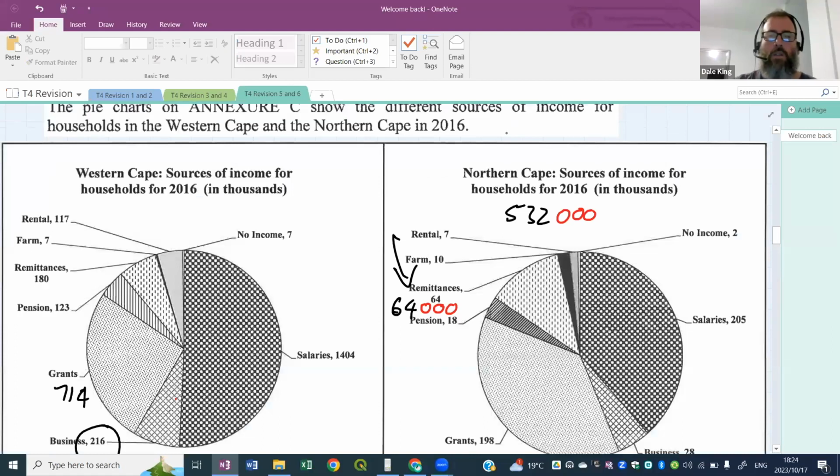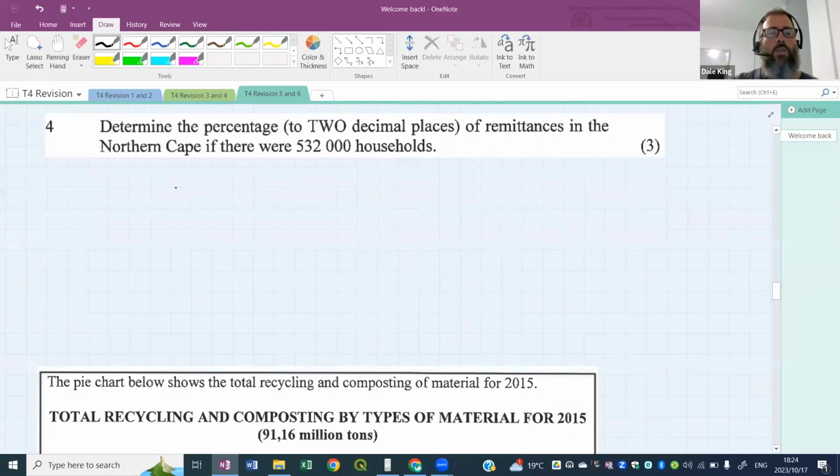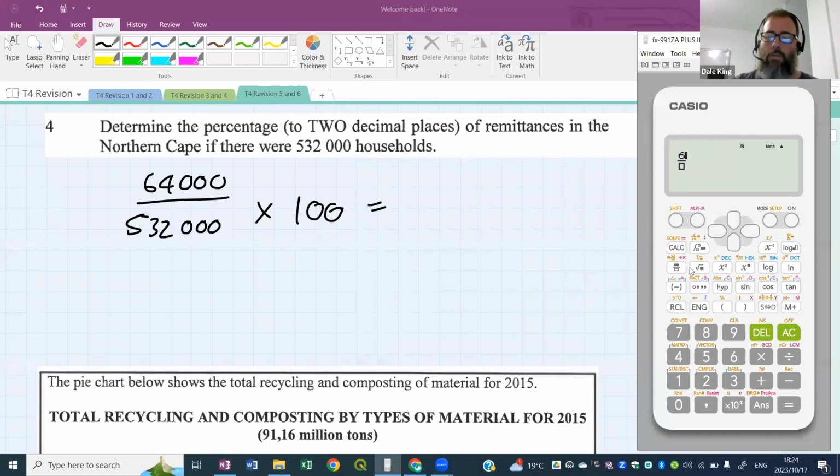All right, so I'll show you what it looks like. 64 and 532. I'll write it down for you. So it's 64,000. I'm writing all the zeros now. And 532,000. So it's 64,000 of 532,000. And to get a percentage, I need to times by 100. So let's quickly do that. 64,000 divided by 532,000, and I want to times by 100. And that gives me 12,03007.